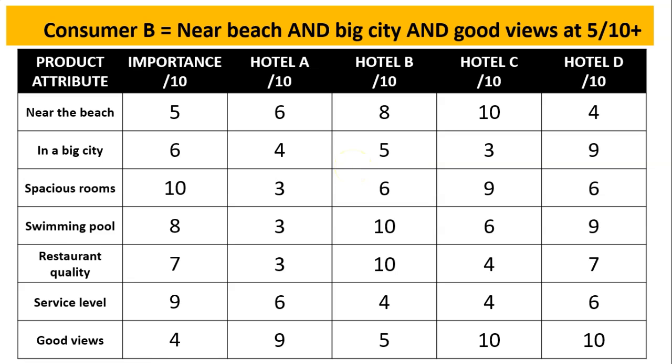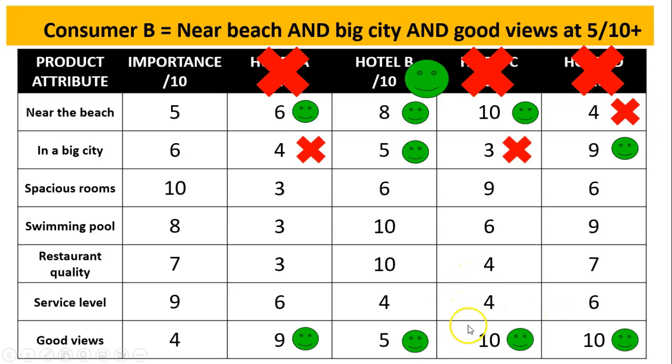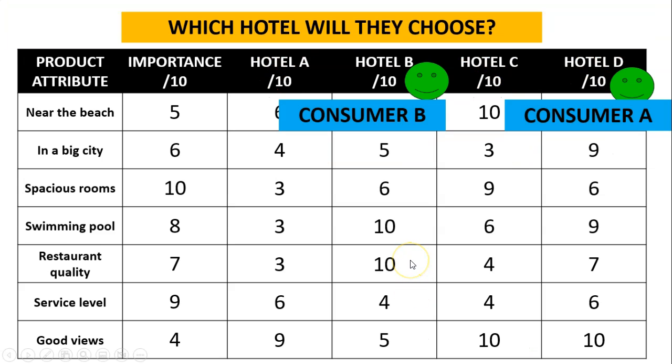Okay, let's repeat the same process for consumer B. That's what they're after, those 3 attributes and a 5 plus score. So near the beach, yes, yes, yes, no, so Hotel D is out. Same thing happens for a big city. B is there and D is there, but D's already been ruled out. And for good views, they all have acceptable views, 5 or more. But again, we look at the only offering, in this case, that has a smiley face or an acceptable level each time. Okay, so we can see that consumer A went for Hotel D, and consumer B went for this one as well, Hotel B.